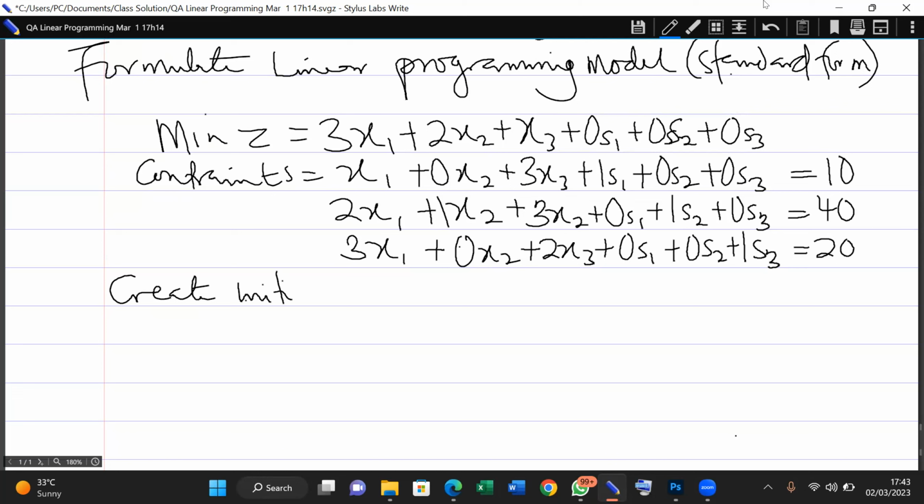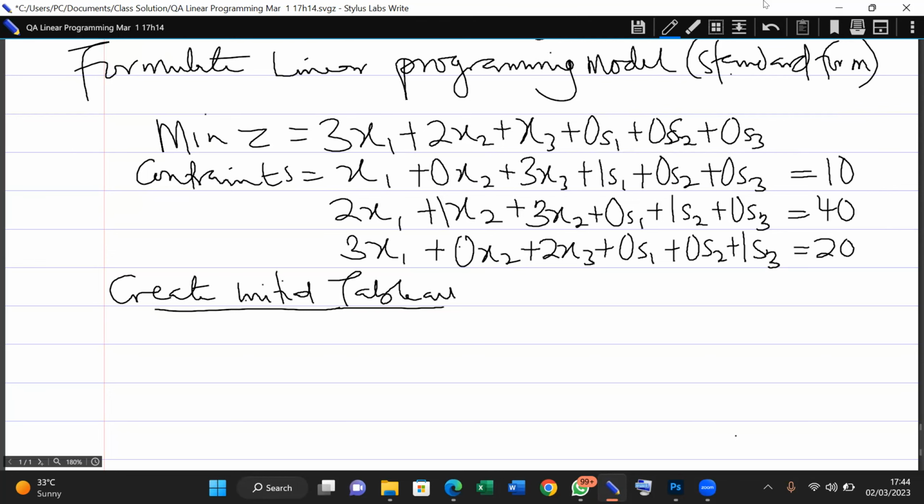Initially, they will just ask you to formulate the standard form, which is here. But at times they can say, create your initial table. This is the apex that they can go for you. What is the initial table? What we have here is what we use to create our table. Okay, so how do we create that?